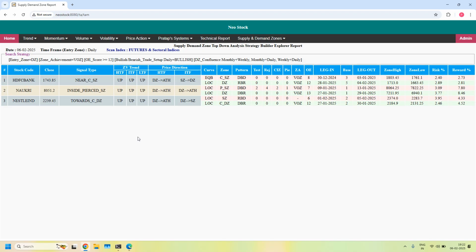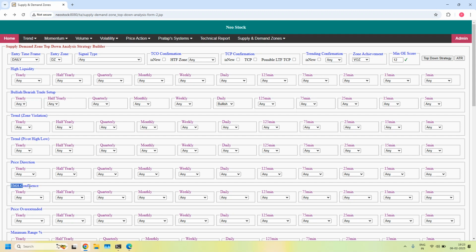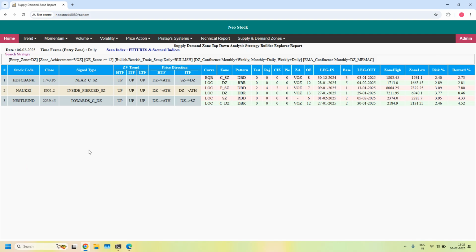If a monthly demand zone is having monthly EMA, then those zones could be even more high probability trade setup supported stocks. Let us verify. In the EMA confluence at monthly time frame, monthly demand zone having monthly EMA confluence, and all these zones are having uptrend. So all are filtered. That means all these stocks are having even monthly EMA confluence. So these 3 are even more high probability trade setup supported demand zones. So they are supporting bullish trade setup for monthly income trade.